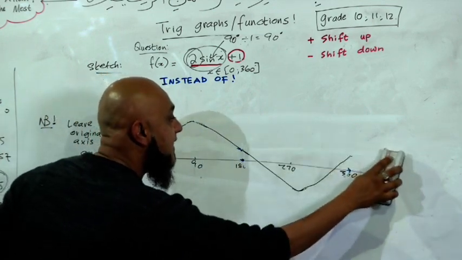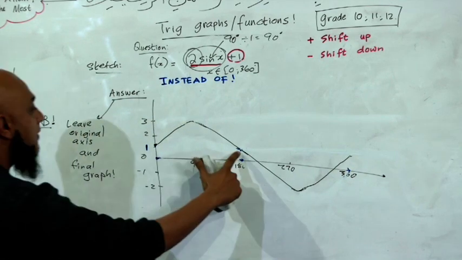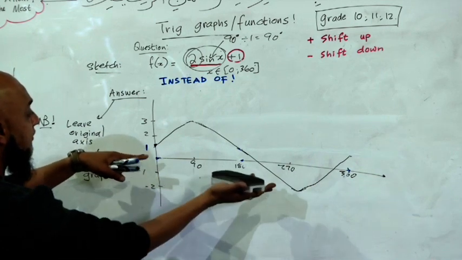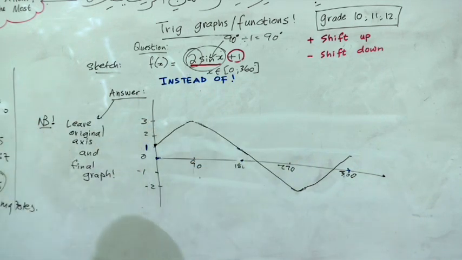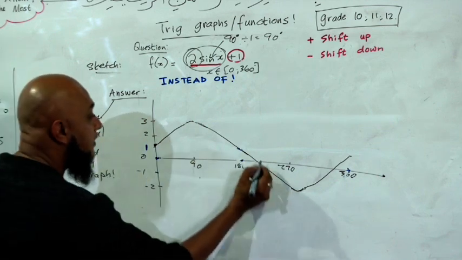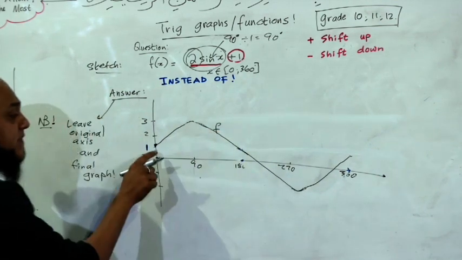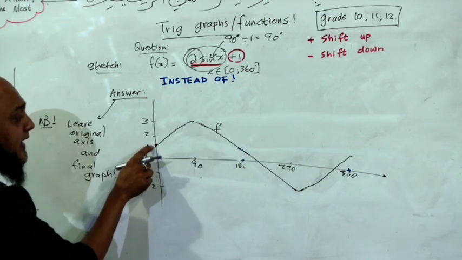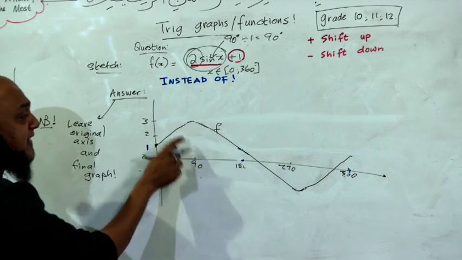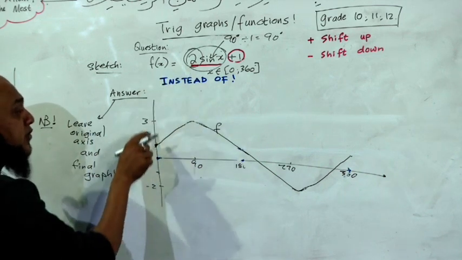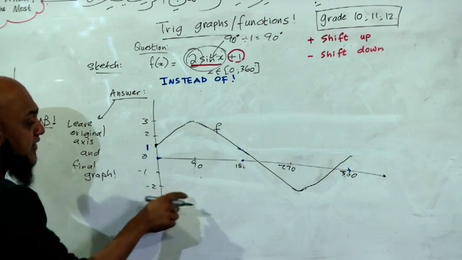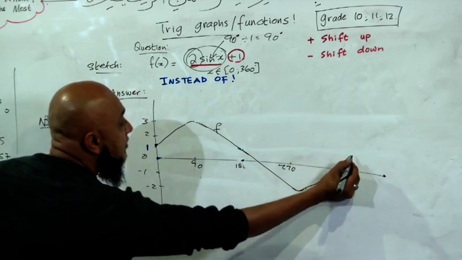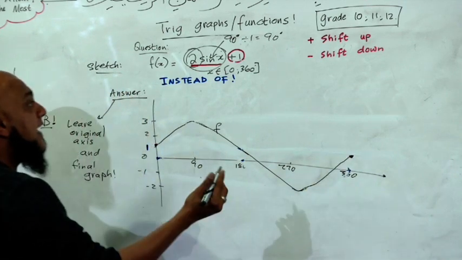And guys, that is what your final graph looks like. It was your original sine x graph that started from 0 and it has shifted 1 unit up. You can call this graph F, put the F anywhere. Because your normal graph started at 0, your new graph starts at 1. Where it would have gone up to 2, it's now going up to 3. Where it used to dip to -2, it's now dipping at -1 and stopping there at 360 degrees.